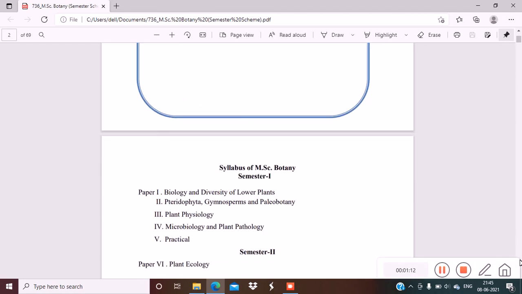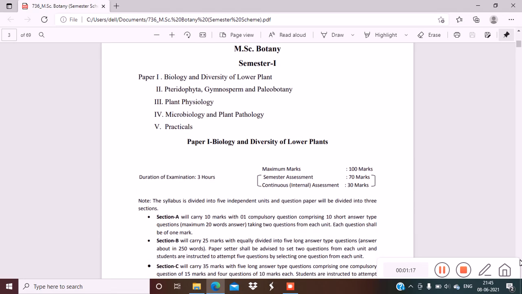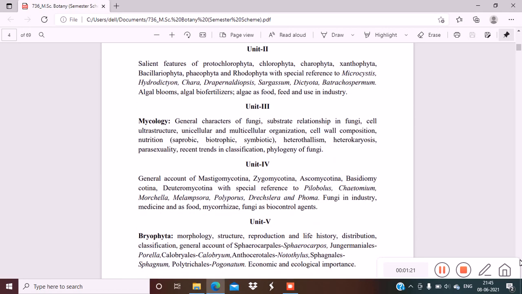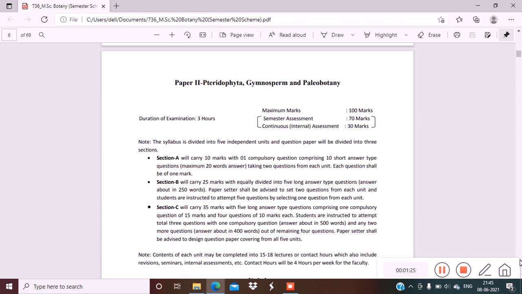Now let's see. We have already discussed paper 1, Biology and Diversity of Lower Plants, and I told you which books you have to study. Now we'll start with paper 2. Paper 2 is Pteridophyta, Gymnosperm and Paleobotany.